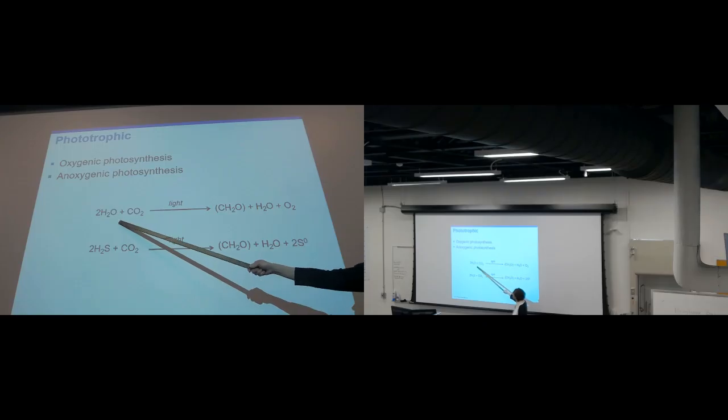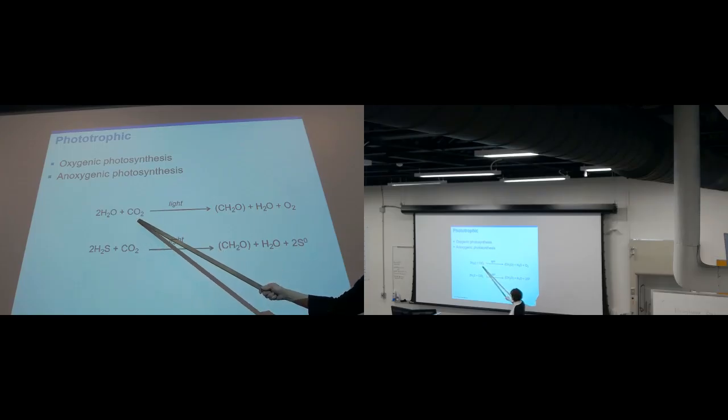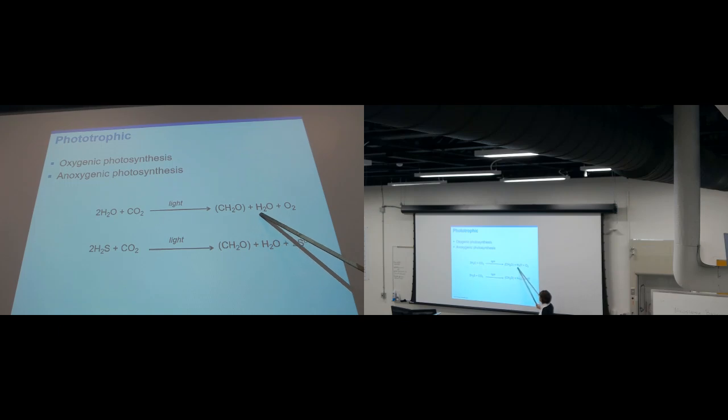So here we have water combined with CO2 plus light. That gives you carbohydrates, water, and oxygen. So this is oxygenic photosynthesis. And this is what happens with many microorganisms and even with plants. And algae, for instance, is one of these microorganisms that is oxygenic photosynthetic.